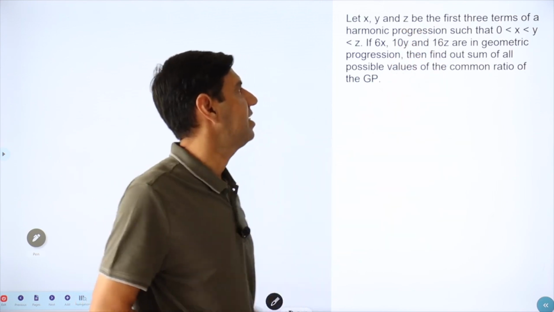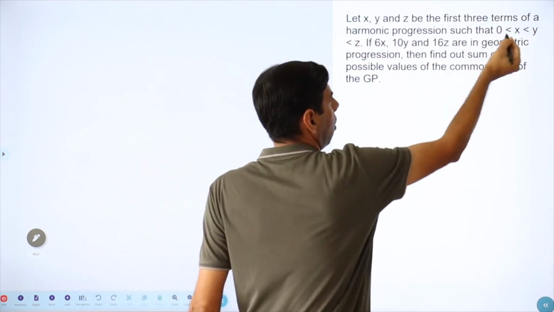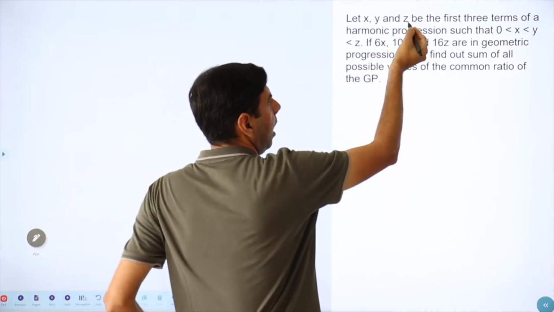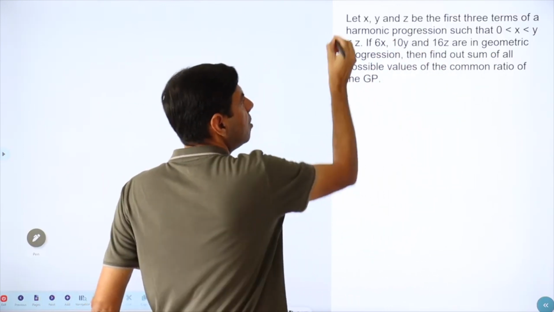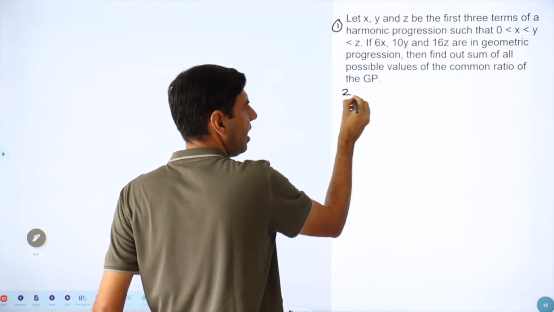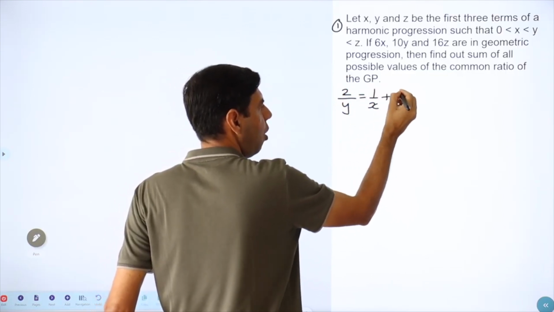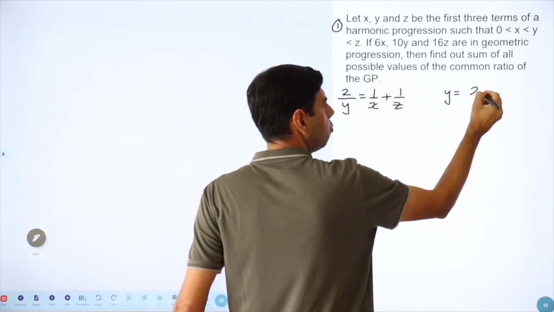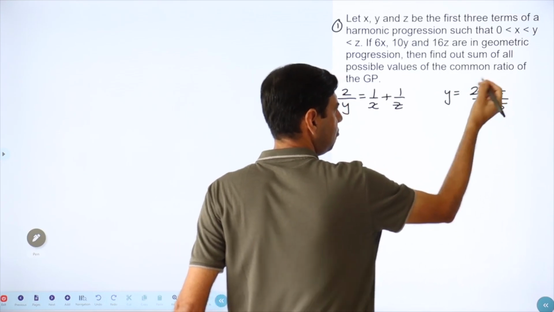We have x, y and z to be in a harmonic progression. All are positives, and x, y, z is in an increasing order. We also have 6x, 10y, 16z in a GP. So the first one is about a harmonic progression. If I want to use it, this is the relation, or you could even use the ready-made formula, that is y is equal to 2xz over x plus z. But then it is a little tough to use these.